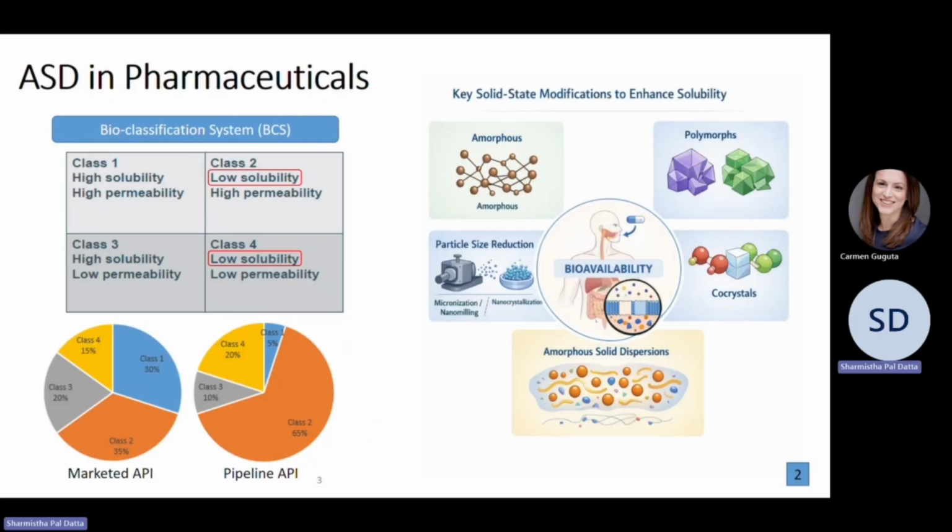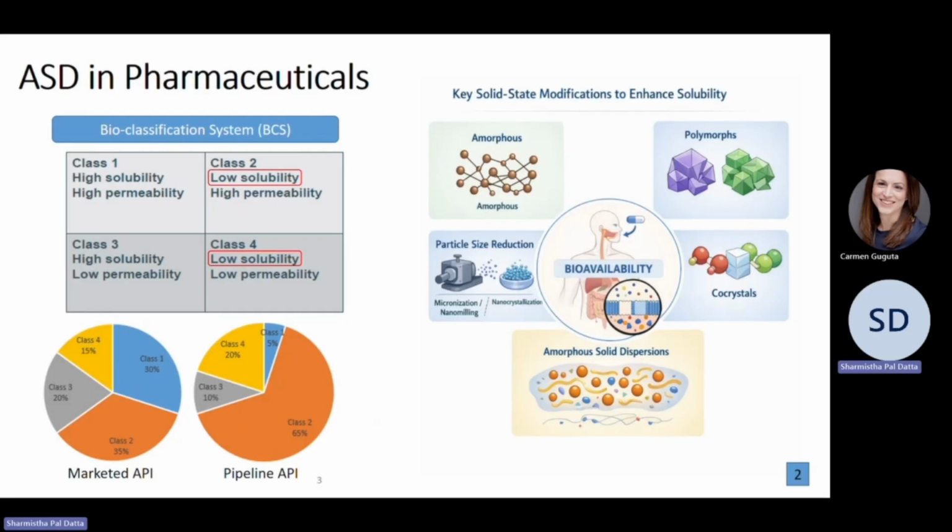A molecule which has high solubility and high permeability is expected to have high bioavailability, whereas as the solubility or permeability goes lower, there may be issues with the bioavailability. That's the reason this classification system has been developed, to assess the risk of developing molecules.